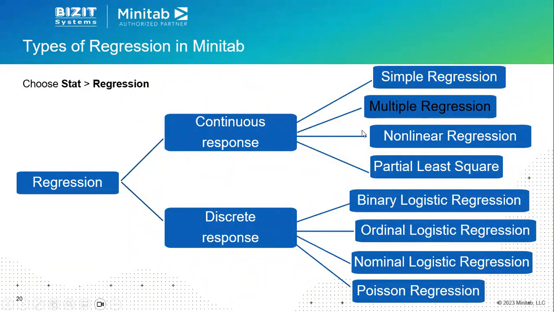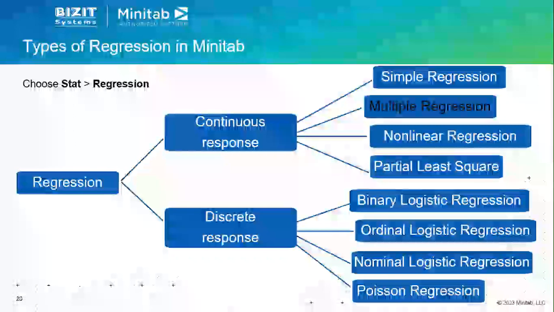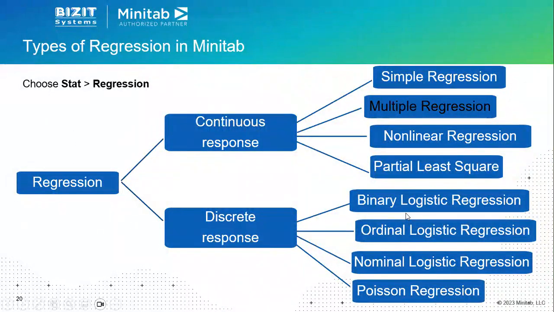But if your relationship is not linear, meaning you cannot form a straight line, you will use non-linear regression. Or if you want to look at variability, you will go for partial least squares. If your Y is accept or reject, yes or no, just two outcomes, you go for binary logistic regression. If you have ordinal data, a rank of your response such as low, medium, high, you use ordinal logistic regression. If your response is nominal, like binary, yes or no, but without any order or meaning, and you may have more than three outputs, you use nominal logistic regression.